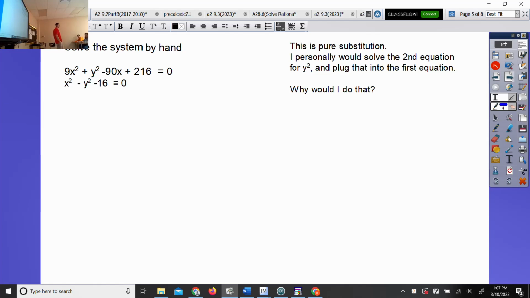Let's take it again. All right, solve this one by hand. I've got a hint there. It says x squared minus y squared. Sorry, the hint there is to solve the second equation for y squared and then substitute that in. Why am I suggesting to solve the second equation for y squared and then plug in? Not because the second equation is easier. Why y squared specifically? Why not solve the second equation for x squared?